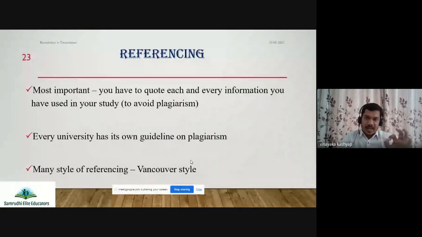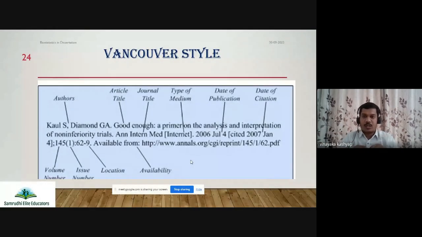So now, how exactly do we use this Vancouver style? This is a depiction you can see here: Vancouver style when you're taking a journal or an article. First, you are supposed to write the author. In Vancouver style, you can use up to 6 authors. And if there are more than 6 authors, after the sixth author, you will write et al.